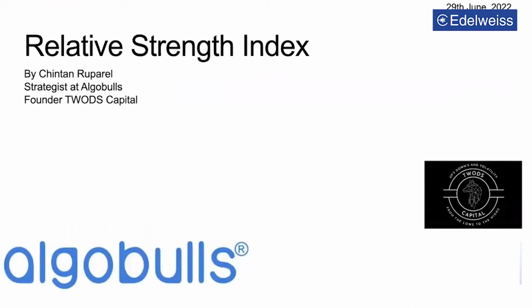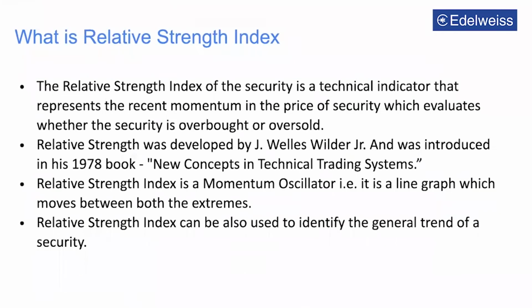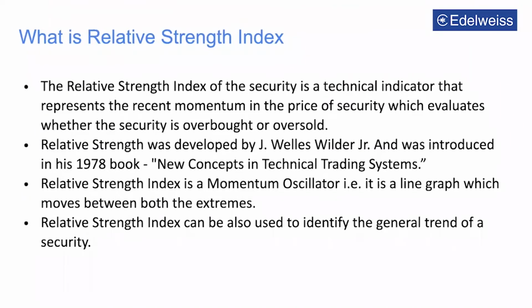So, starting off with the relative strength index. The relative strength index of a security is a technical indicator which represents the recent momentum in the price of the security. As the term means, it is the strength present in the asset. If there is buying in the stock, the strength will be very high, so the security will be overbought. And when there is heavy selling seen in the security, it becomes oversold. So it is a technical indicator.